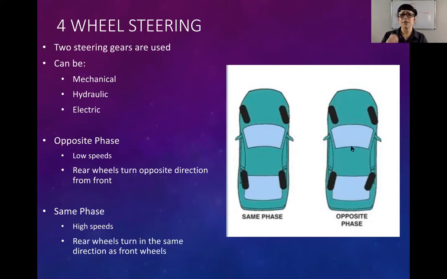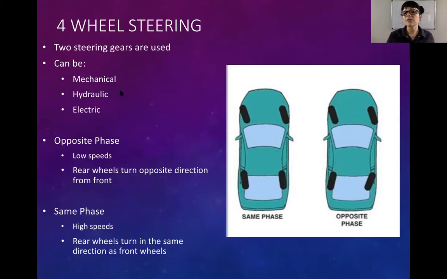So we've got a couple different types of systems. But first, we need to note that we have our conventional front gear, whatever system. It's usually going to be rack and pinion. But we're going to have some sort of front steering gear. But we're also going to need to have a rear steering gear as well. So we've got two steering gears. One for the front wheels, one for the rear wheels.